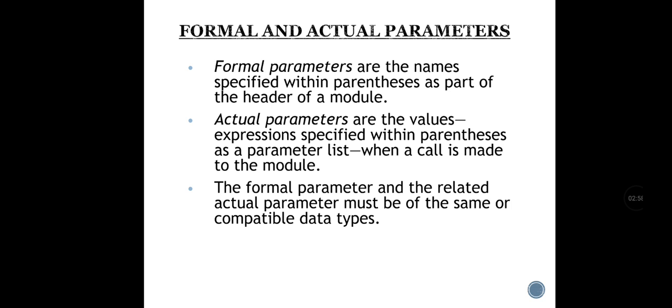It consists of formal and actual arguments. Formal arguments are the names specified within the parentheses as part of the header of a module. Actual arguments are the values specified within the parentheses as a parameter list when a call is made to the module. The formal argument and the related actual argument must have the same or compatible data types.